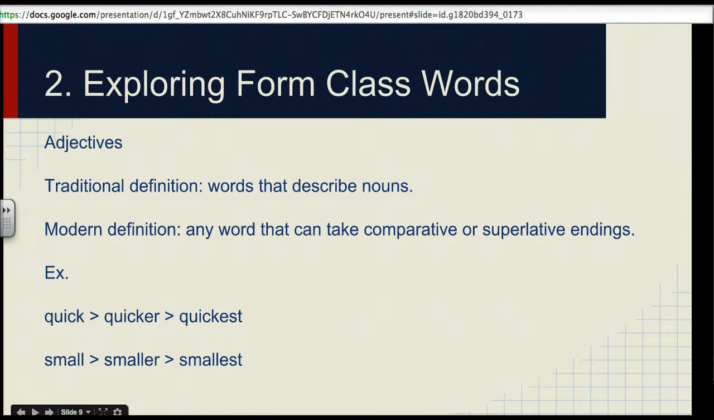Now, adjectives have traditionally been described as words that describe nouns. Most of the time, again, that's not a bad definition for adjectives. But if we think back to our functions, we also know that adjectivals as a whole can also be things that aren't just single words. So something that's performing the function of an adjective isn't necessarily going to look like this. But when we're talking about the forms of an adjective, it's any word that can take comparative or superlative endings. So something that can, like quick, become quicker or quickest, or small become smaller or smallest.